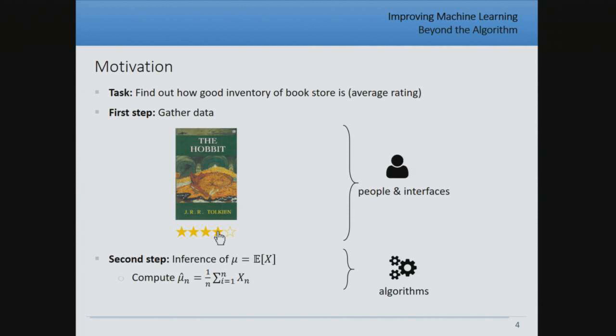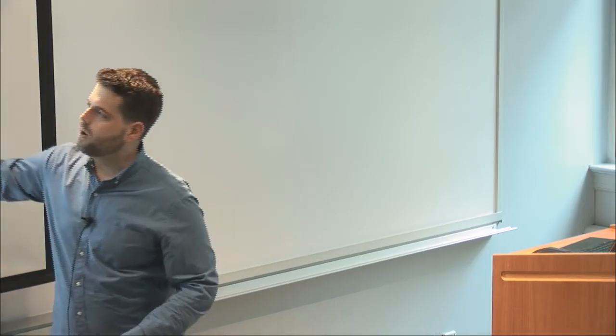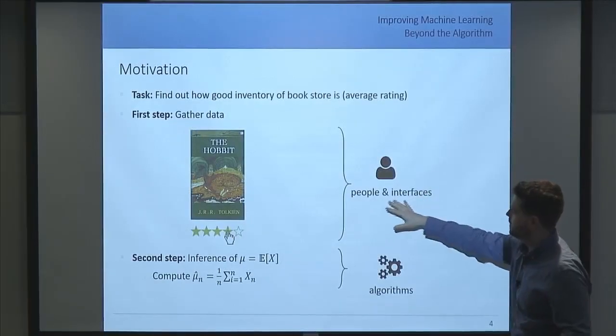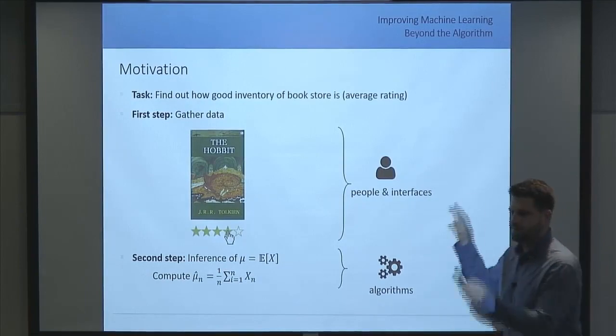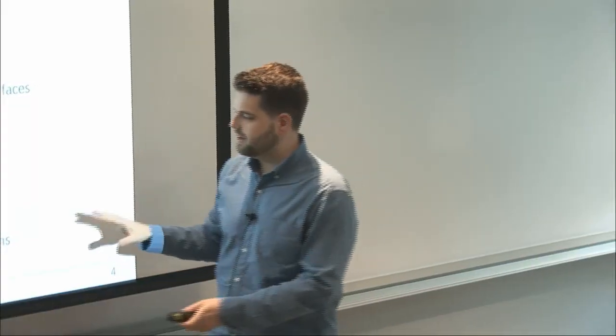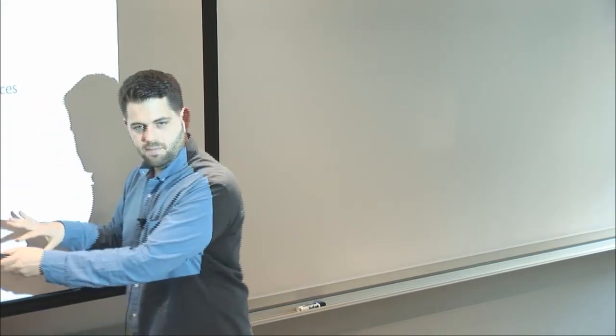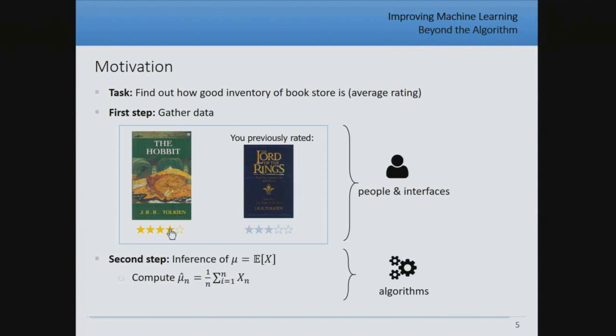Actually, if we take a step back and think about what we did here in our little toy problem, in the first part, we had people giving us ratings through an interface, whereas in the second part, we had this very sophisticated algorithm to give us the mean rating. But actually, we've only really worked with the second part. And my argument is that we could have equally worked also with the first part.